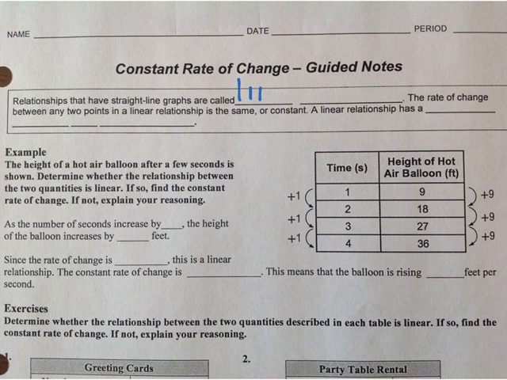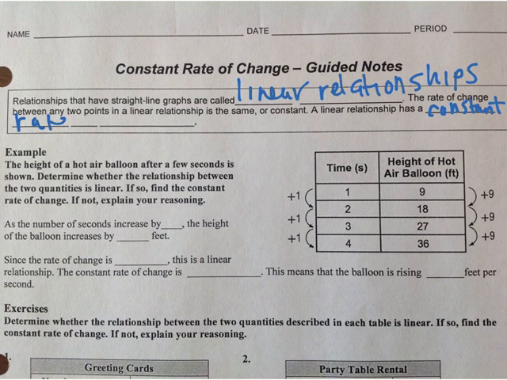Linear relationships. The rate of change between any 2 points in a linear relationship is the same or constant. A linear relationship has a constant rate of change. So, constant rate of change.